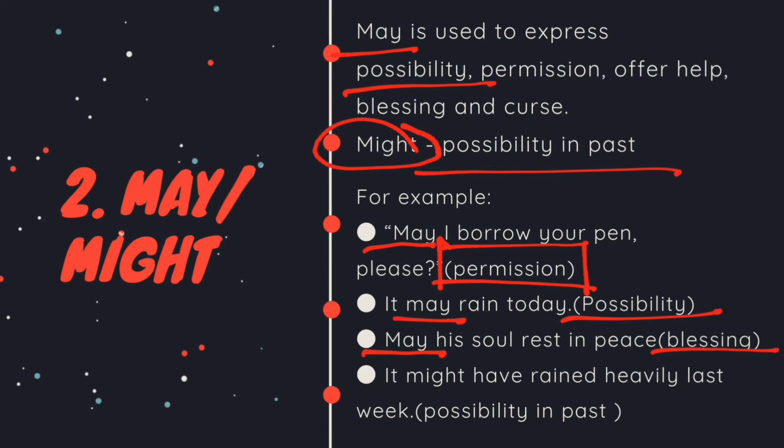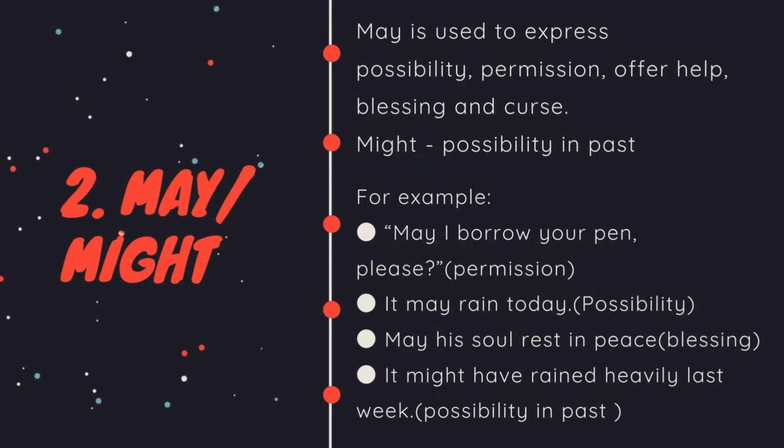Then the next is, it might have rained heavily last week, possibility in the past. See, now here again we are showing a possibility about rain, but it is about the past, last week. We are not talking about this week or today. We are talking about last week. That is why we have used might here.